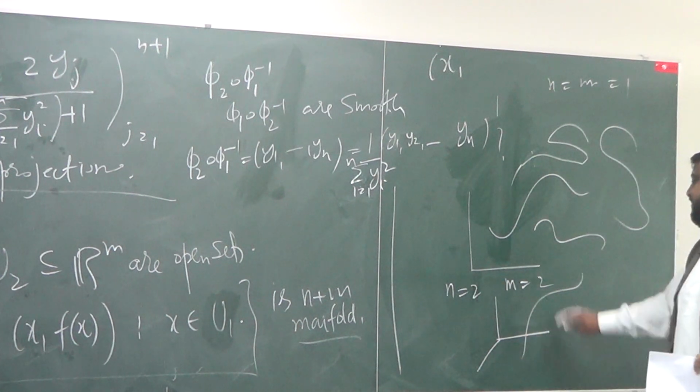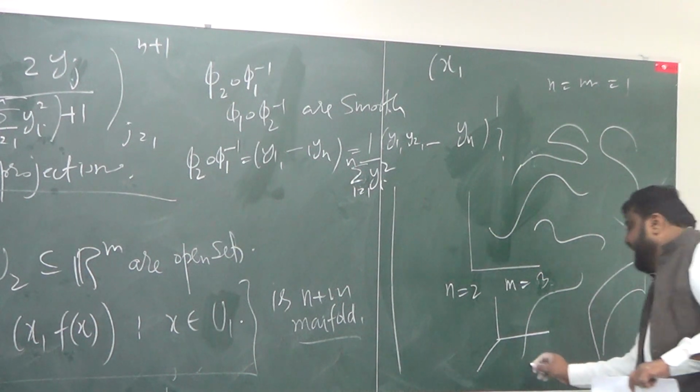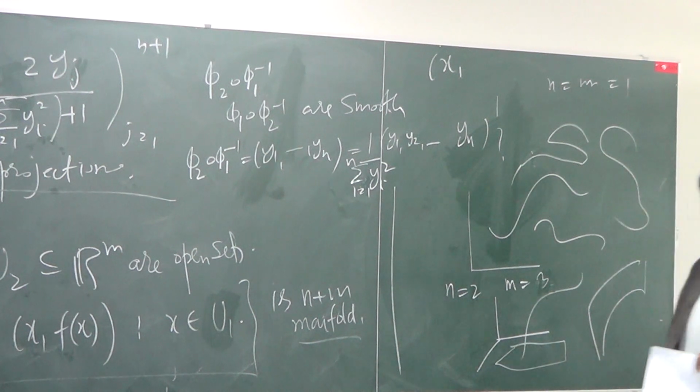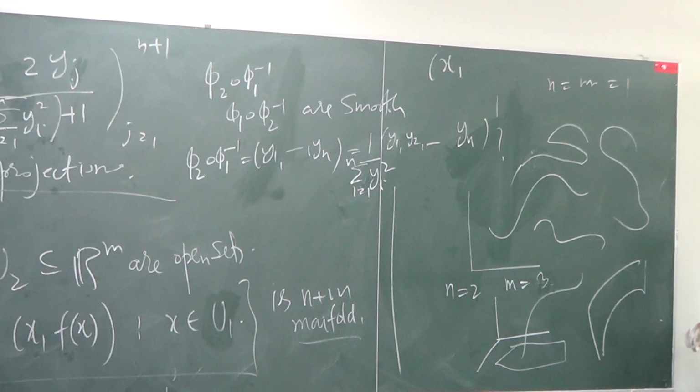Now take n equal to 2 and m equal to 3. So what are you going to get now? You're going to get surfaces. All kinds of surfaces, isn't it? So what I'm saying is that I have a domain in 2 dimensions, and the images are in 3 dimensions. So what would be the graph of it? So this would be a big problem. Something hyper.